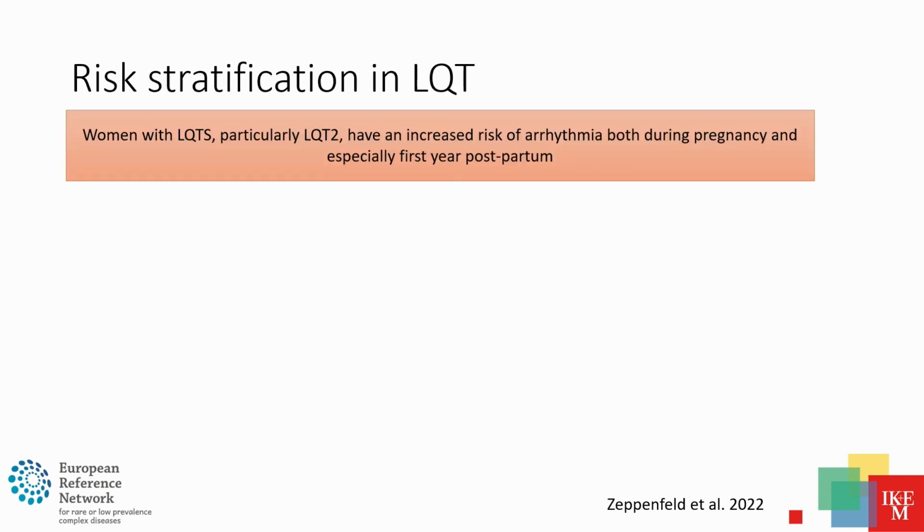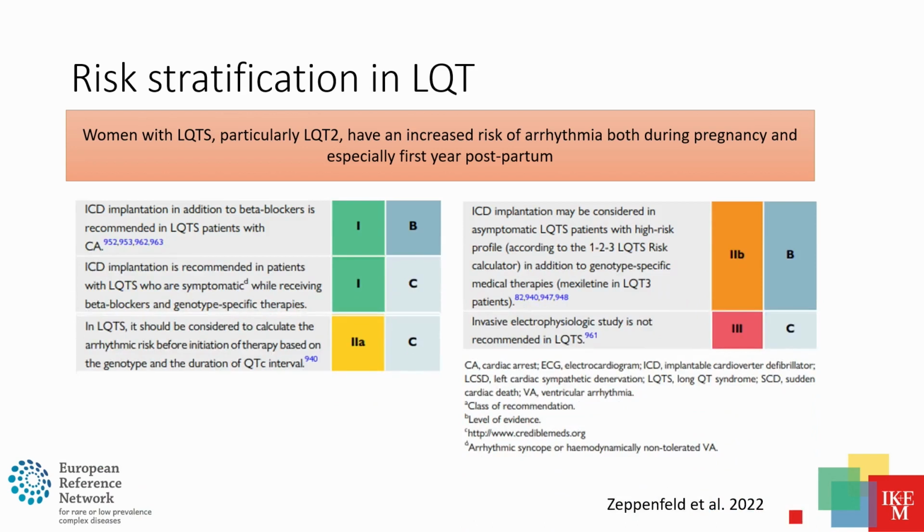Regarding risk stratification in long QT, we all know that women with long QT type 2 especially have a high risk of malignant arrhythmia during pregnancy or in the first year after delivery. Beyond this known risk, of course, all patients after cardiac arrest or with documented VT or arrhythmic syncope have a very high risk of recurrence and should receive an ICD.